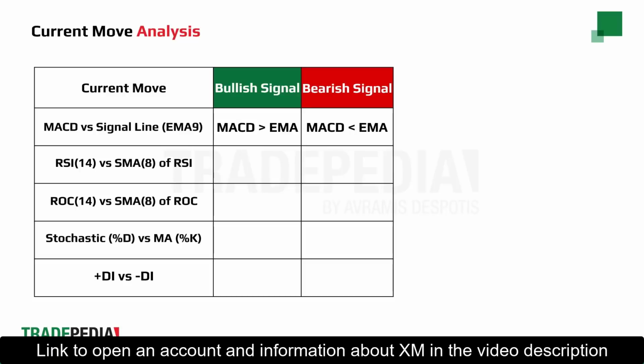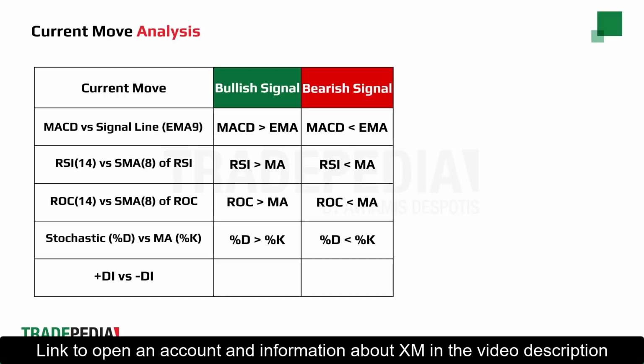When comparing the RSI to its signal line, we get a bullish signal if the RSI is above its MA, and a bearish signal if the RSI is below its MA. The same goes for the ROC. We get a bullish signal if the ROC is above its MA, and a bearish signal if the ROC is below its MA. The stochastic oscillator will give a bullish signal when the %D line is above the %K line, and a bearish signal when the %D line is below the %K line.